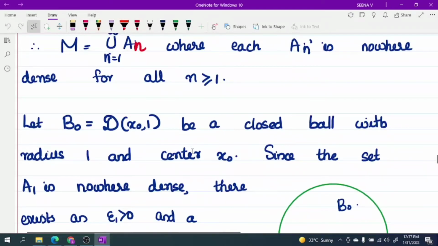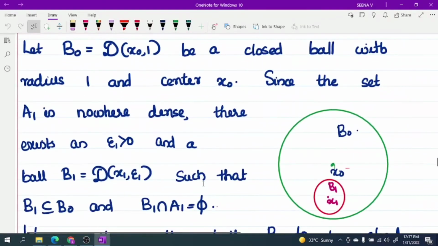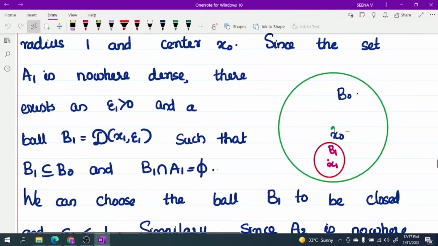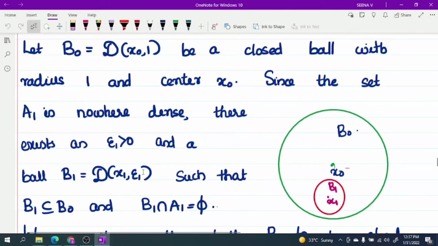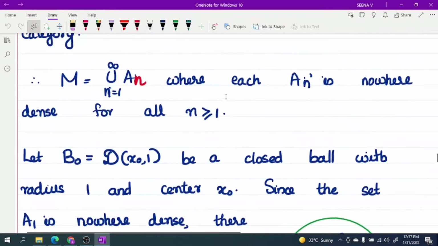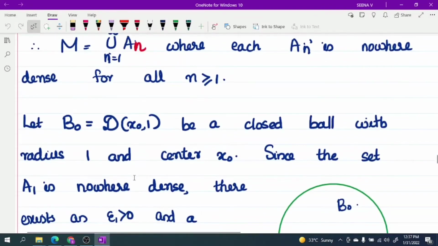Now what about A1? A1 is a nowhere dense set. Therefore, there exists an epsilon 1 greater than 0 and a ball B1 completely contained in D(x1, epsilon 1) such that B1 is contained in B0 and B1 intersection A1 is equal to empty. Why? This is given that A1 is a nowhere dense set.